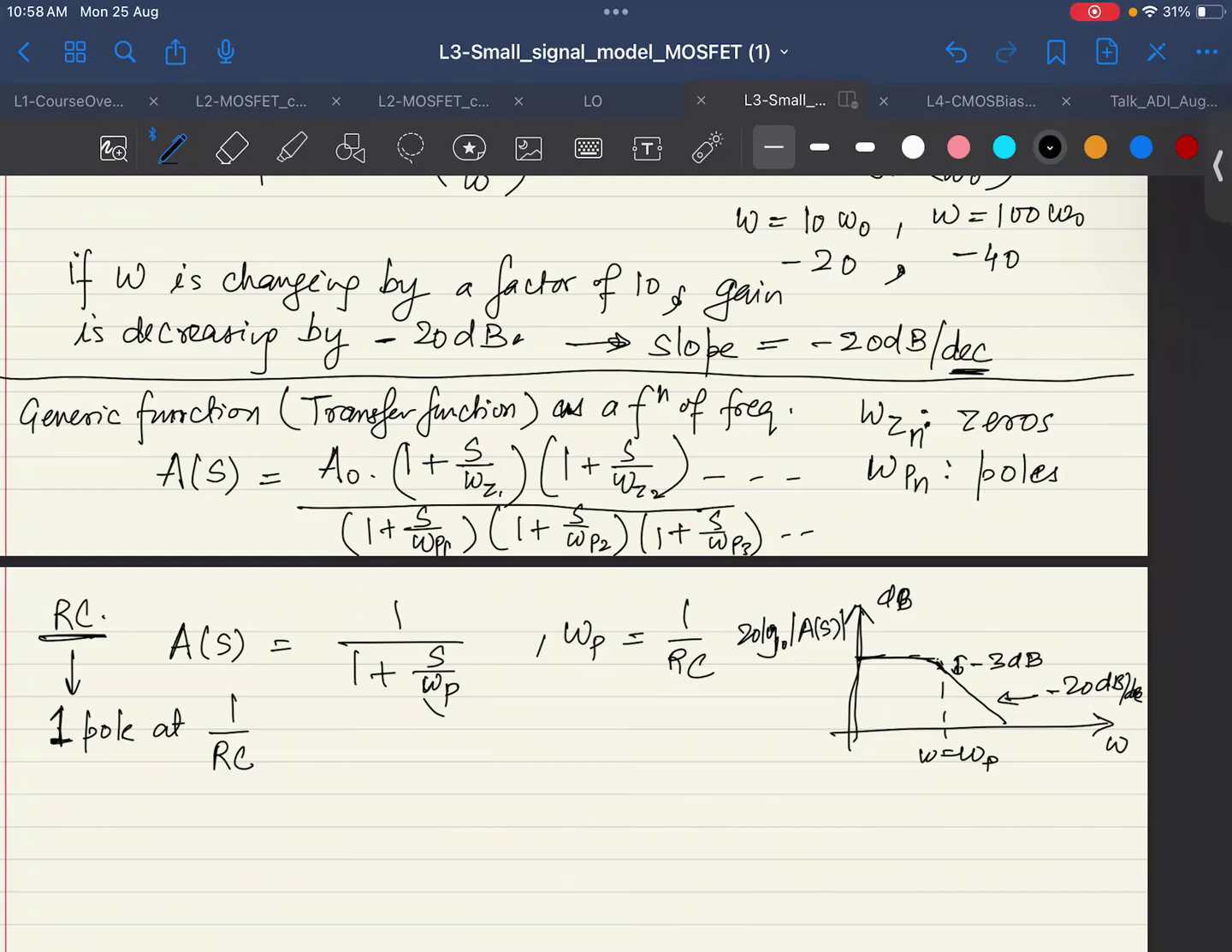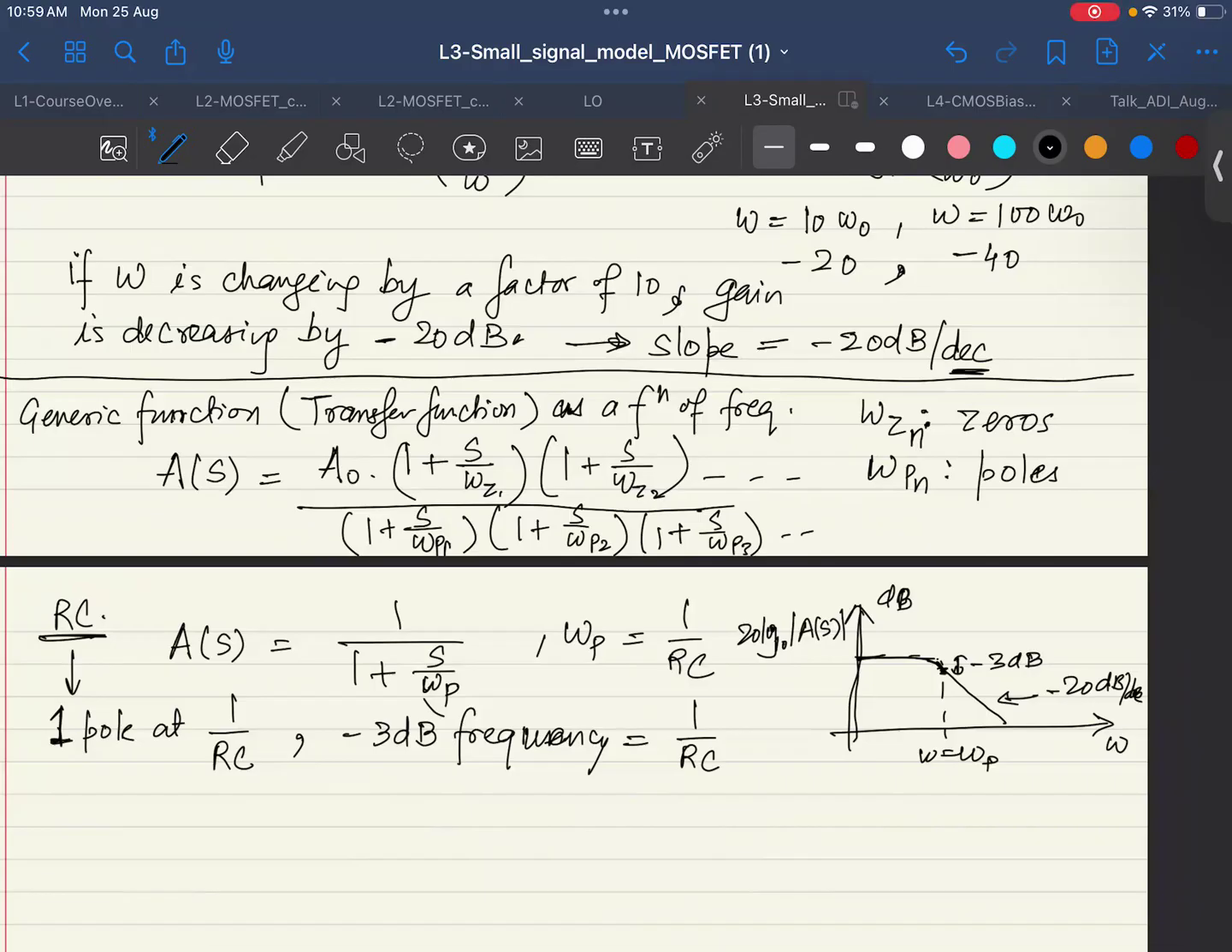So this is the pole frequency, or typically it is also known as the minus 3 dB frequency, right? Which is also this one by root 2, right? Because the gain is decreased by minus 3 dB.